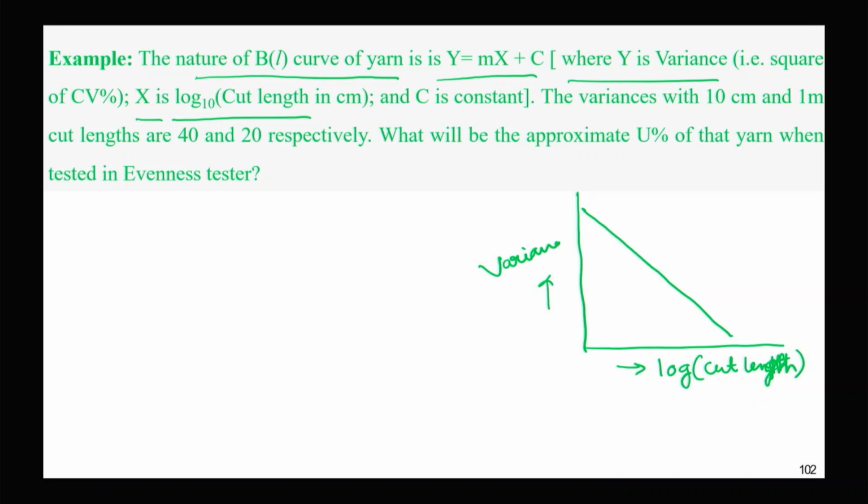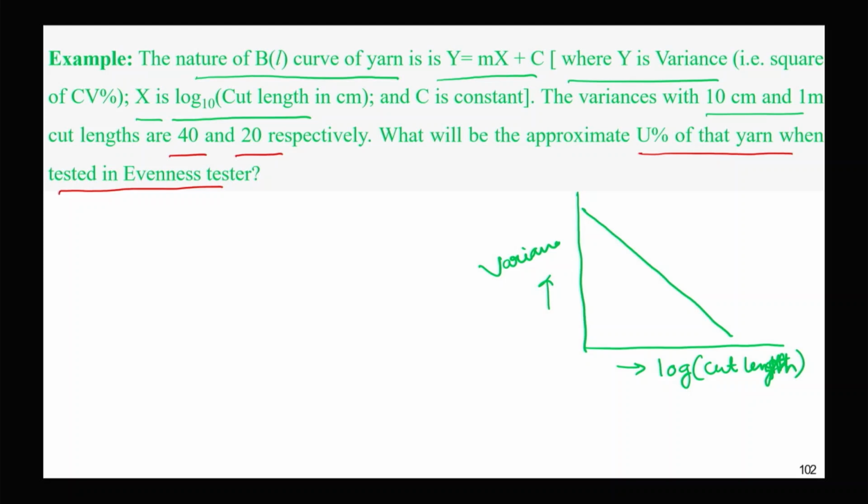The variance within 10 centimeter and 1 meter cut length are 40 and 20 respectively. What will be the approximate U% that the yarn evenness tester will test?